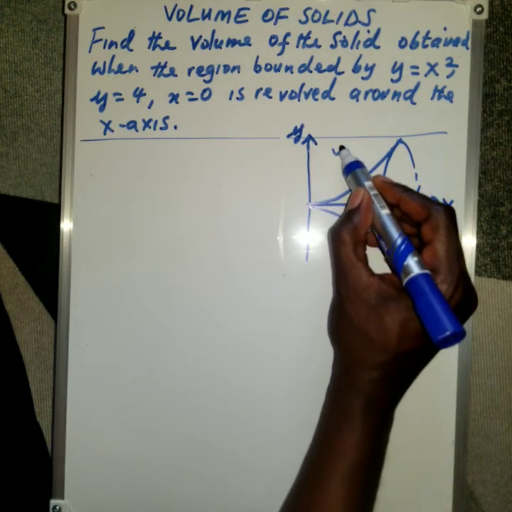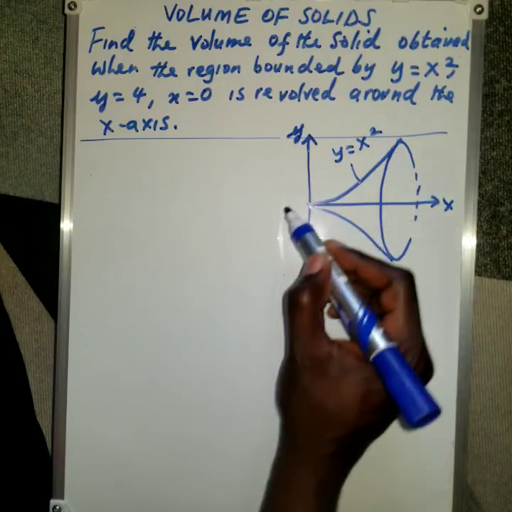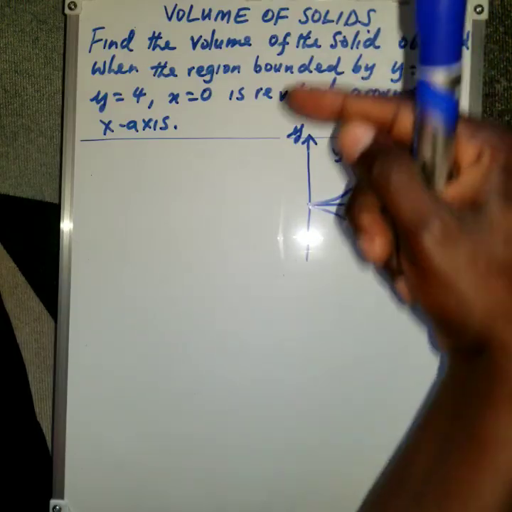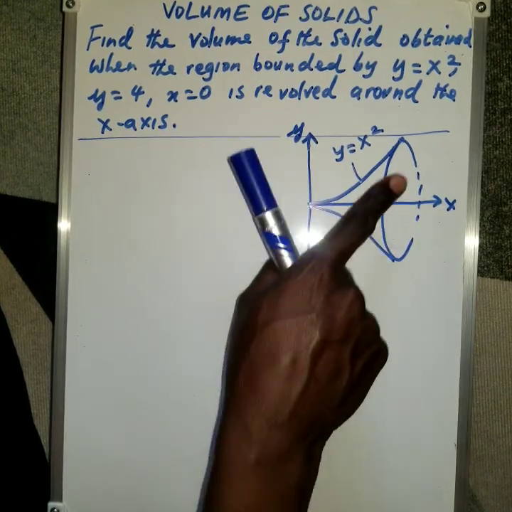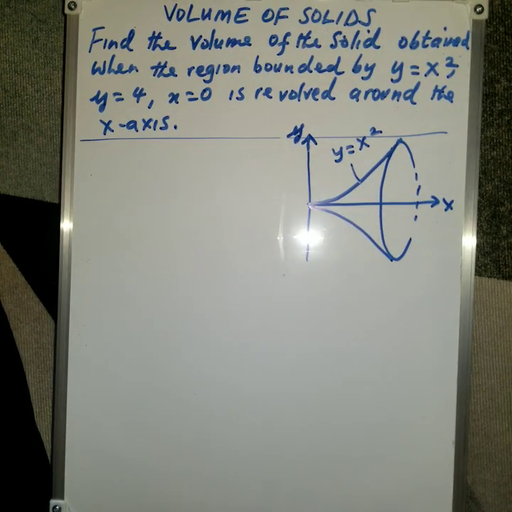So this is representing y is equal to x squared. But when you rotate it 360 degrees about the x-axis, this is the way the region is going to look. This is just the rough sketch in this case.